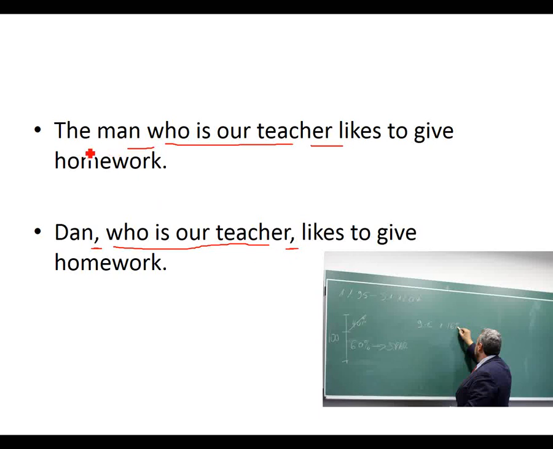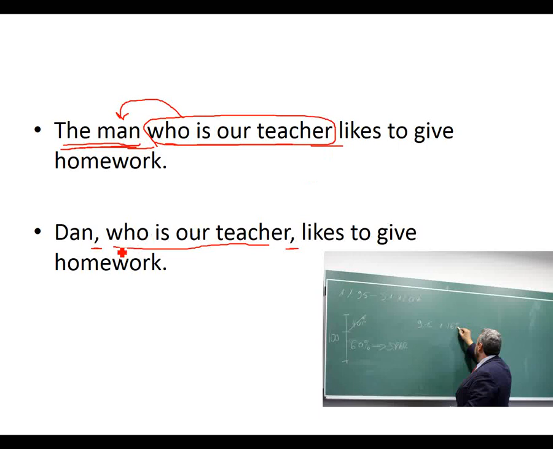So in the first sentence, if I say the man, you don't really know who I'm talking about. So for this sentence, the adjective clause, who is our teacher, identifies which man we're talking about. In that situation, who is our teacher is necessary for the sentence to identify which man we're talking about. So because it's necessary, we don't put commas around it.